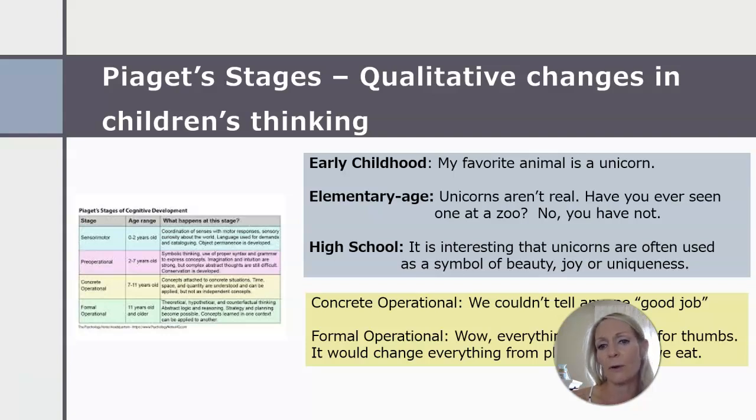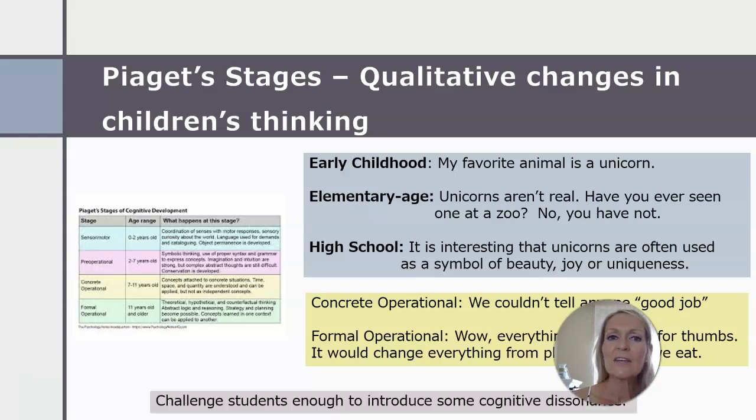Whereas a student at the formal operational stage might say, wow, everything is designed for thumbs. It would change everything from phones to how we eat to maybe the clothes we wear, how we dress. And so thinking much deeper, broader, on a more abstract scale, showing that change in thinking. Although not every child will fit where their age range is, you might see some flexibility there. This has been used to think about different stages in the curriculum and when we introduce things and what we should expect at different ages.